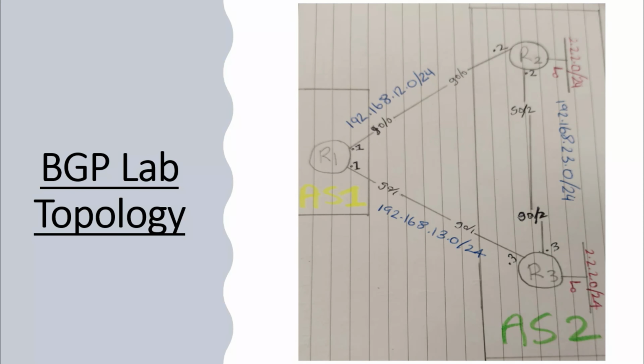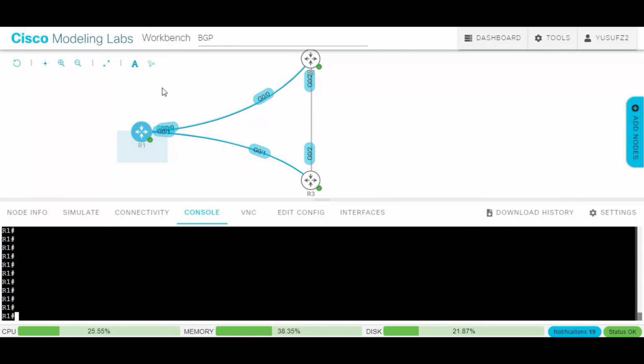This is the topology that I will be using for the BGP lab. Briefly, you can see two autonomous systems, AS1 and AS2. Router 1 is in AS1, whereas router 2 and router 3 are in AS2 together. They both have identical loopback addresses in the same autonomous system. I've got my three routers here.